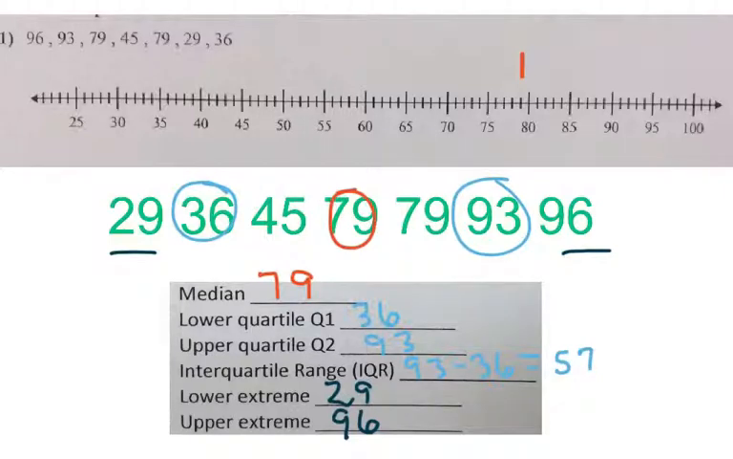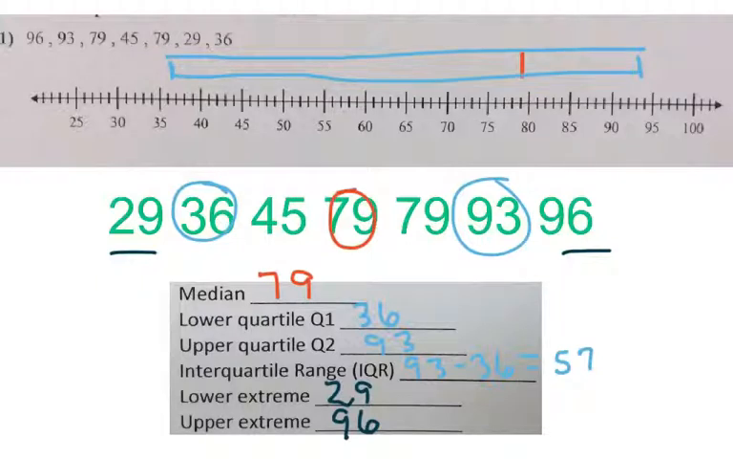Okay? Then I'm going to look at my lower quartile, or my Q1, and I'm going to go to 36. That's way down here. And then my upper one was 93, and that's right here. So there's 90, 91, 92, 93. Right there. All right, this makes my box. So I'm going to construct my box here. Okay, all right. Now I'm going to use what I have to make my whiskers.